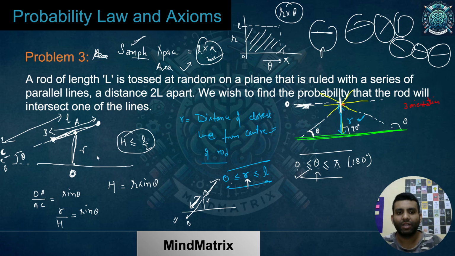AC. Okay, so the hypotenuse must be less than L by 2 distance. It must be less than L by 2. So what I can write over here, because H is R sine theta, that R sine theta, which is the hypotenuse value, it must be less than L by 2. So I get this, that my R must be... sorry, I guess I made some mistake.